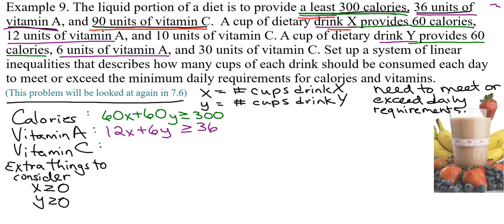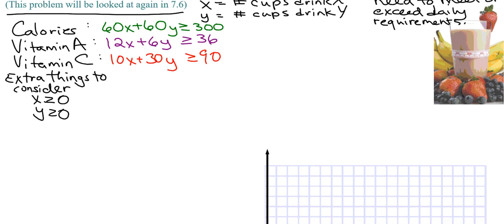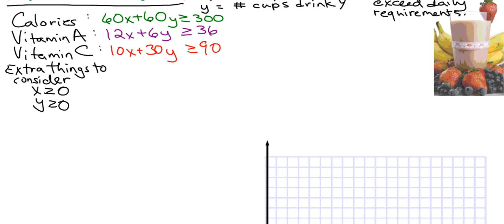Drink X gives me 10 units of vitamin C. Drink Y gives me 30 units of vitamin C. And so you probably know this is going to be 10x plus 30y is greater than or equal to 90. And then my job is to graph these on this axis and graph.